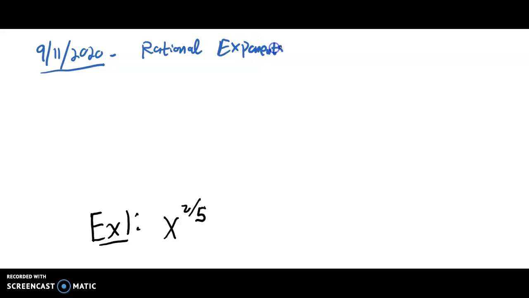Let's break down this word rational. Rational just means fraction, like ratio. So rational just means that the exponents are in the form of a fraction. Now, when we have a rational exponent, our numerator is the power and our denominator is the root.